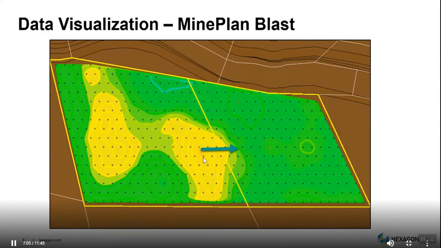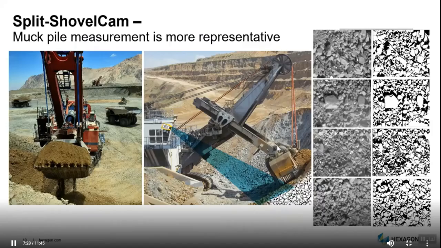Perhaps they missed a hole and they had oversize due to poor fragmentation in that area. So this gives us an opportunity to say, hey, how do we do this here? And when we go to the next blast, how can we improve? So it's that integrated process and closing the loop on drill and blast fragmentation. So how did we do before to how we do now?